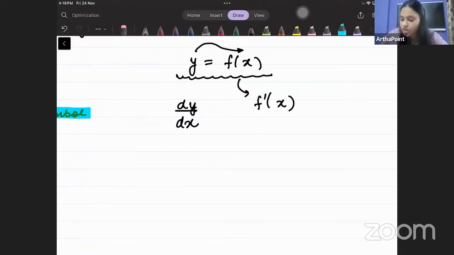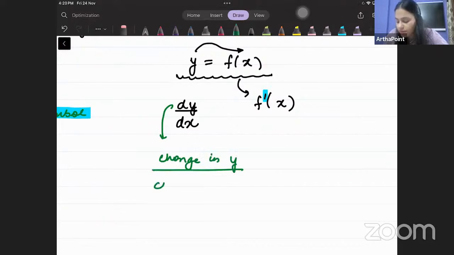This small line on top that you see means you are differentiating. We now know what differentiation is. Differentiation tells how much y will change when x changes. When x changes, by what amount will y change?